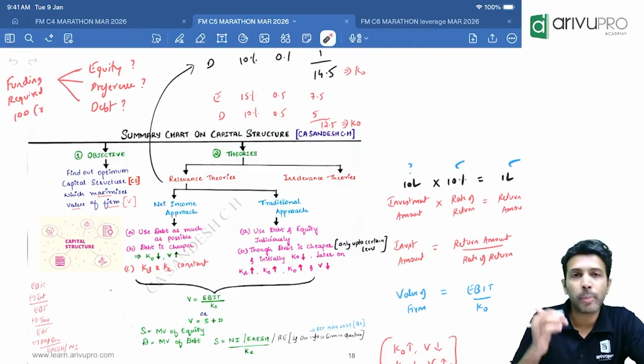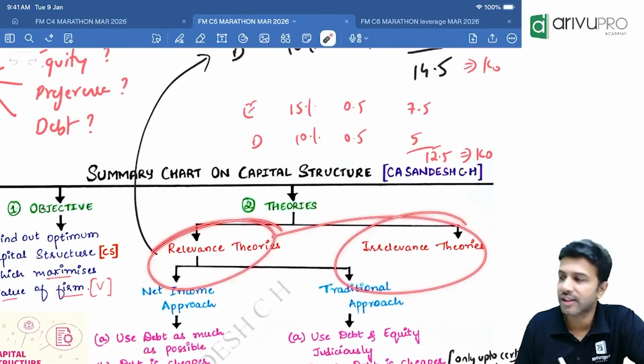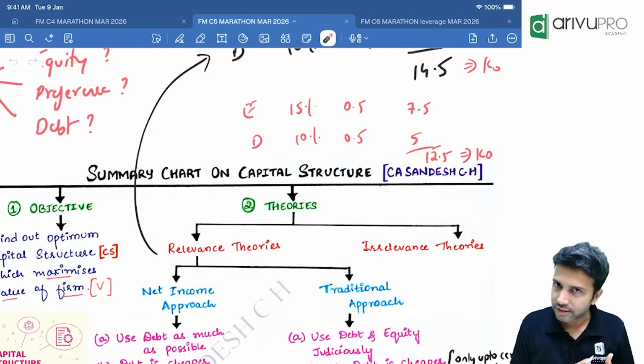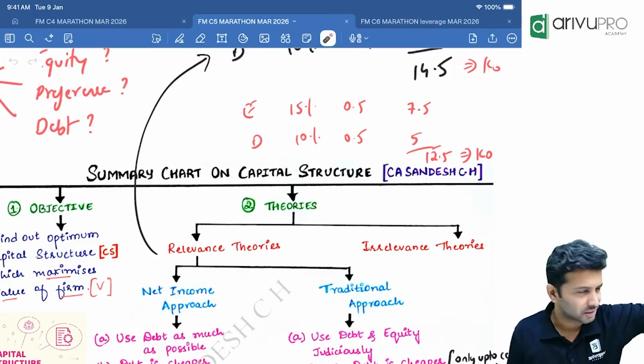All right. Now people, in this particular chapter there are some theories. Some relevance theory, some irrelevance theory. The relevance theory's argument is that debt is important.